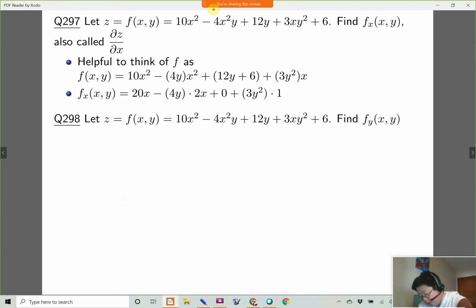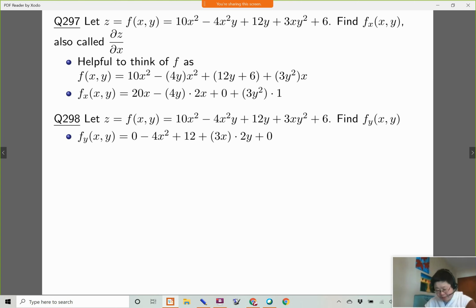Because this tiny little subscripted y here means we're going to treat y like the variable, and therefore all other variables, and the only other variable in this example is x, we're going to treat x like a constant. So every time you see an x, pretend that x is like a number, like the number 9 or the number 900 or whatever, right? So x is a constant, y is a variable.